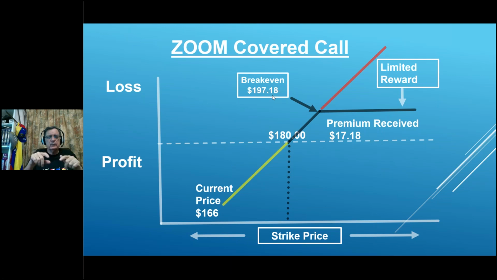Now, let me start all over again. If I have to deliver at 180, I keep the premium of $17 and change. So it's 180 plus the 17, that's 197. Now, in this case, in my opinion, and I don't make any recommendations, to sell a 180 when it's at 166 is a little bit too close for comfort. I'd probably go a little higher, which means I'd get less premium, but it doesn't matter. Say I got, I don't know, $8. Well, that's not too bad. $8 on 110, that's over 7% in a very short period of time, by the way.